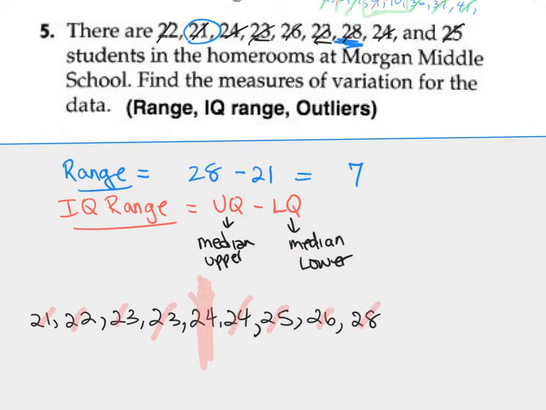Then I look for the upper median. Oh, it's going to be in between these two. So that means the median is, what's between 25 and 26? 25.5. This is called the upper quartile.